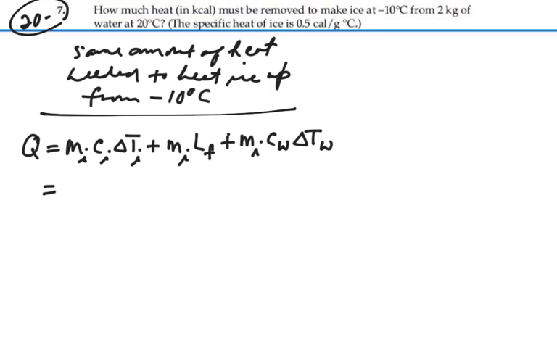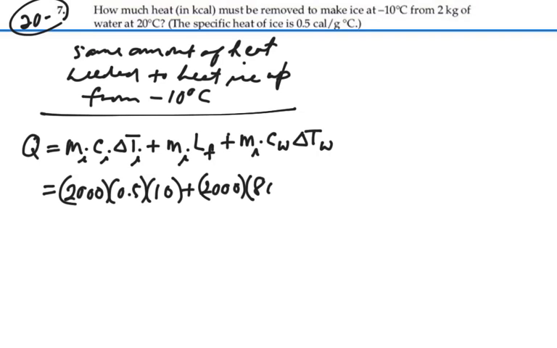We have 2 kilograms, so we have 2,000 grams. The specific heat of ice is half that of water, so we have 0.5. And we're going to heat up the ice 10 degrees from minus 10 to a final temperature of 0. We still have 2,000 grams of ice. We're going through a phase change, which is 80 calories per gram.